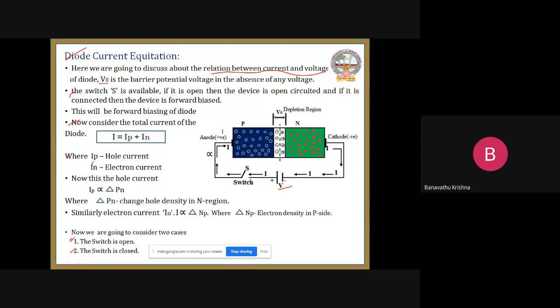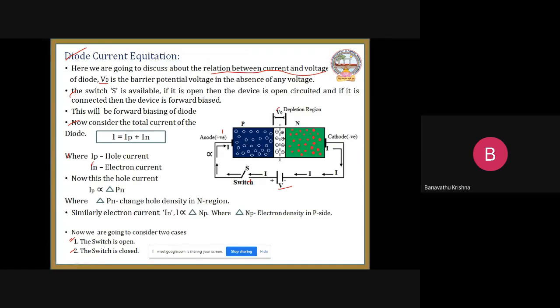Here a minority charge carrier movement occurs through this electric field intensity. Why? Because this electric field intensity develops a potential difference, the voltage V naught. Due to this potential difference, there is a movement of charge carriers, which are nothing but minority charge carriers. Due to these minority charge carriers, there is a current, that is the reverse current or minority charge carrier current.